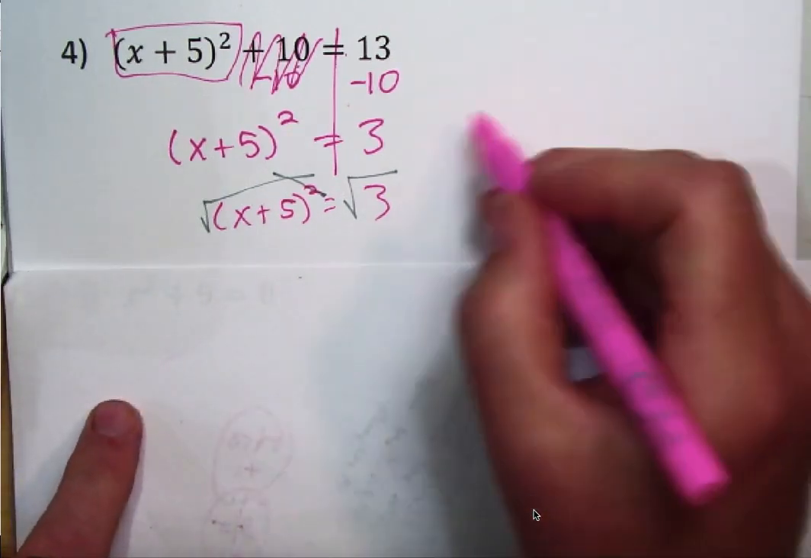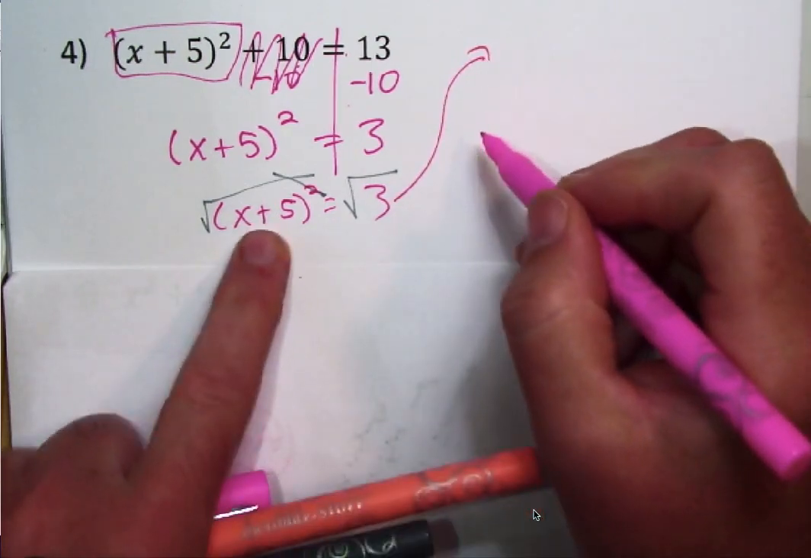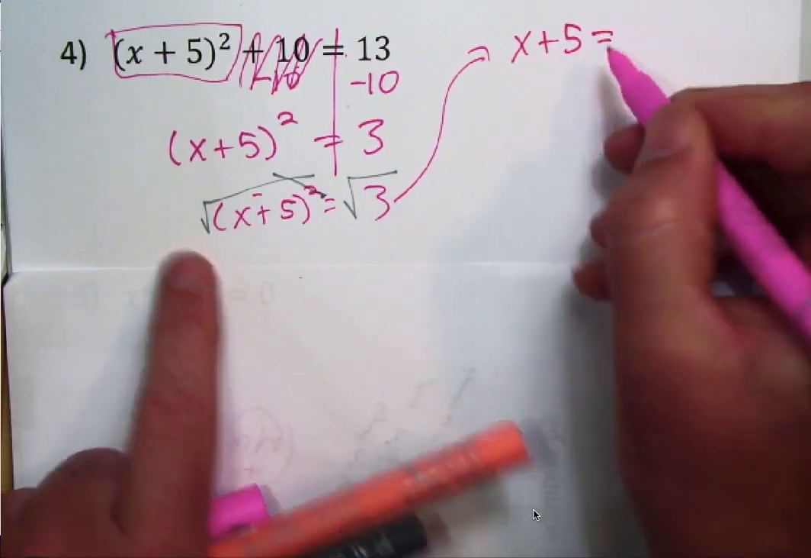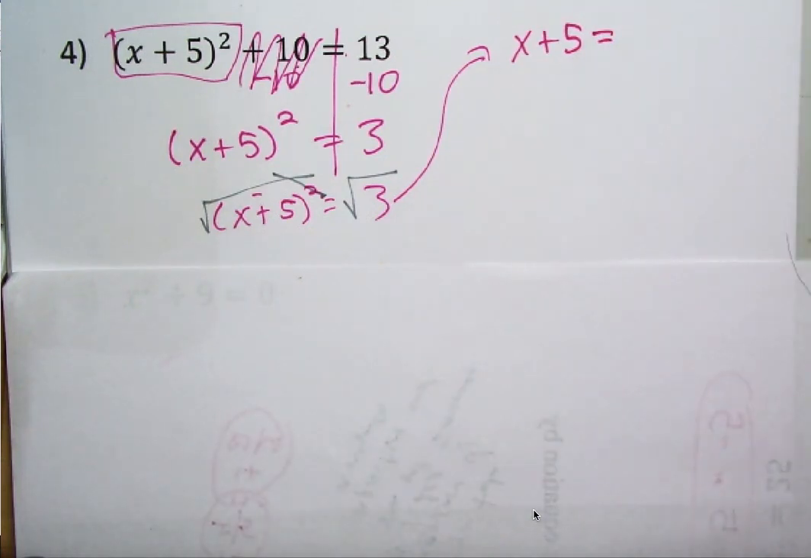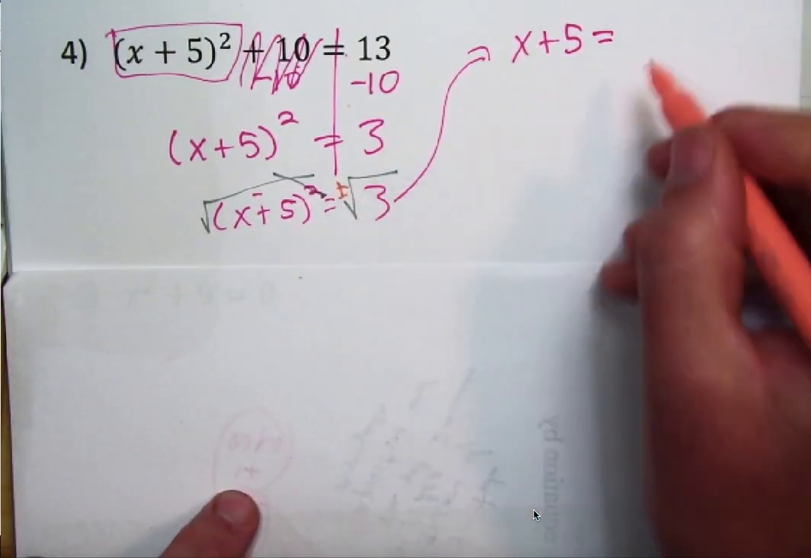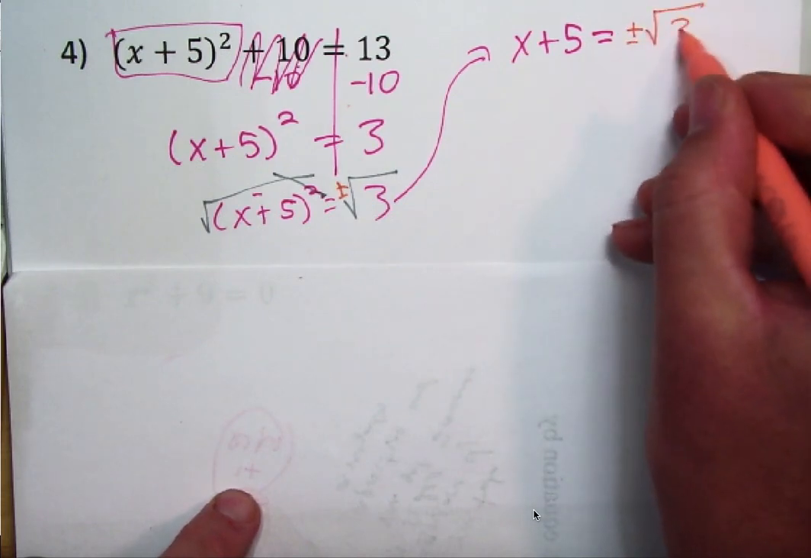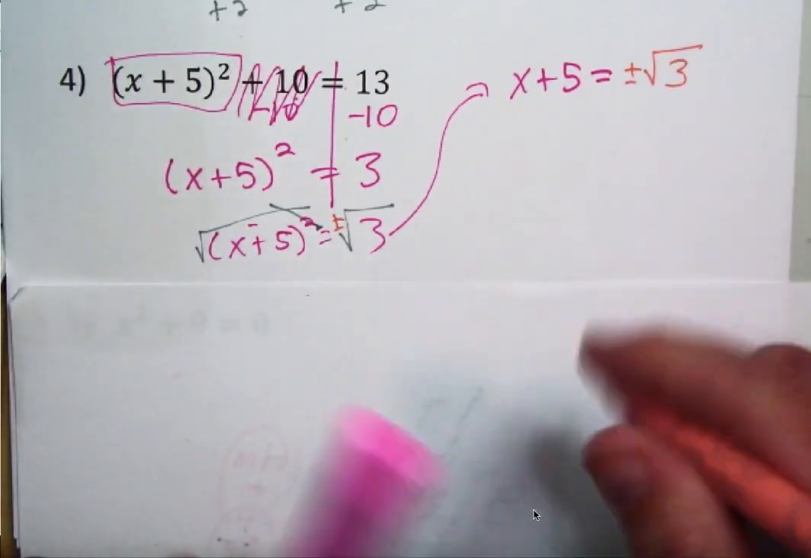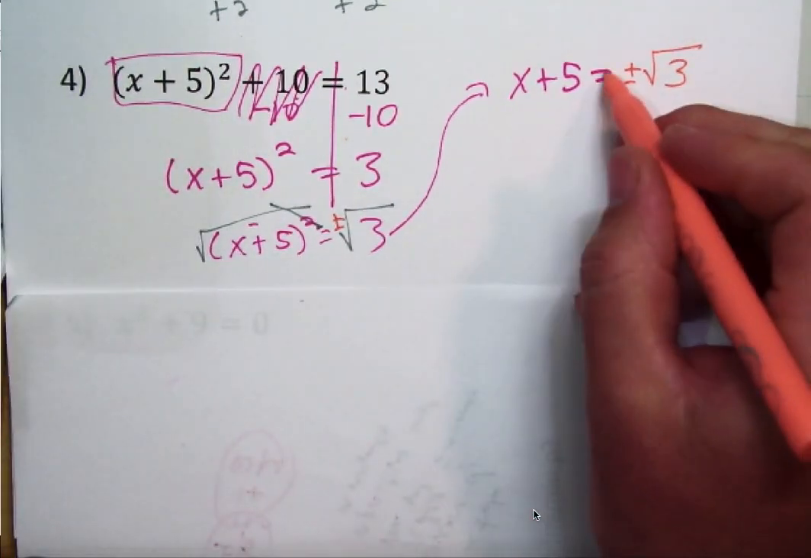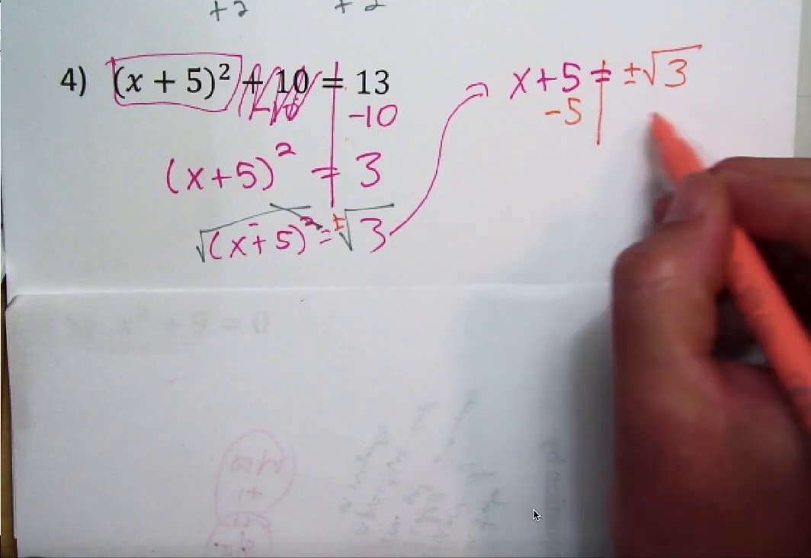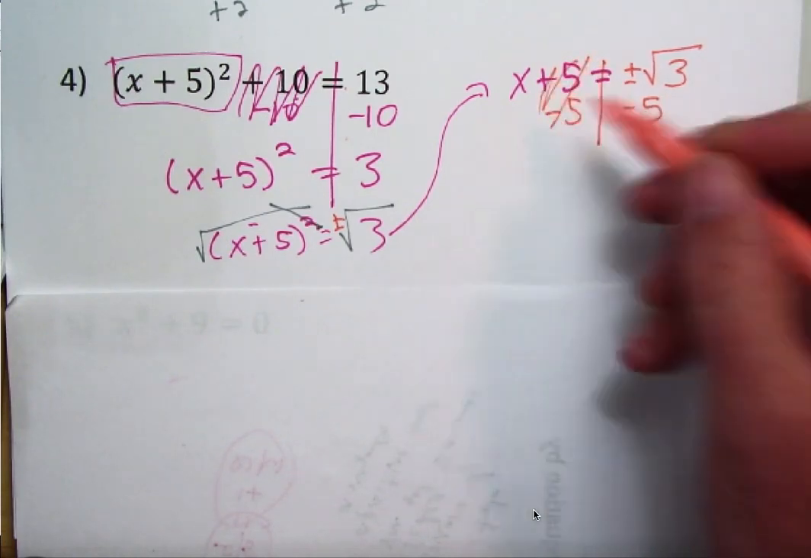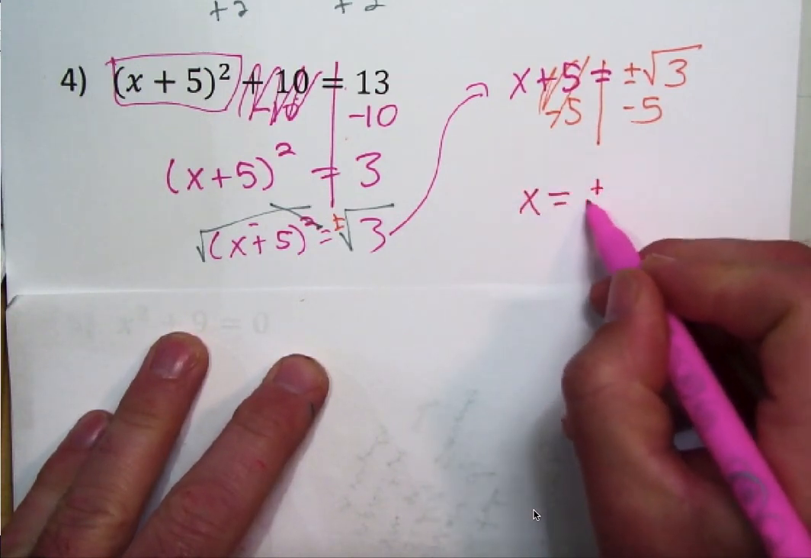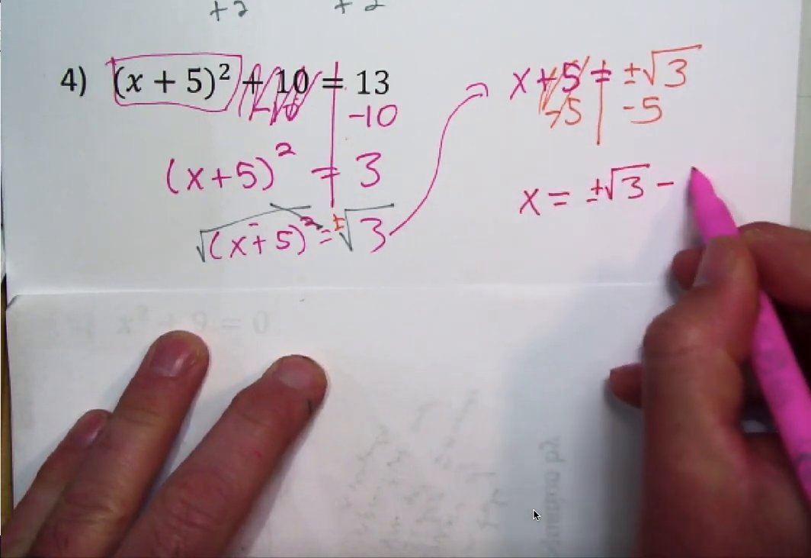And then we're left with, I'm going to move it up here, the square and square root cancel out, x plus 5 equals, well, what is the square root of 3? Oh, remember, we get two answers, positive and negative. Well, the square root of 3 is irrational. It's not a whole number, so it never ends and never repeats. So we just leave it like that. And the last step is to subtract 5 from both sides. You get x equals positive or negative square root of 3 minus 5.